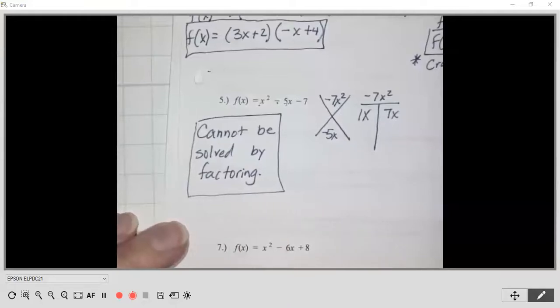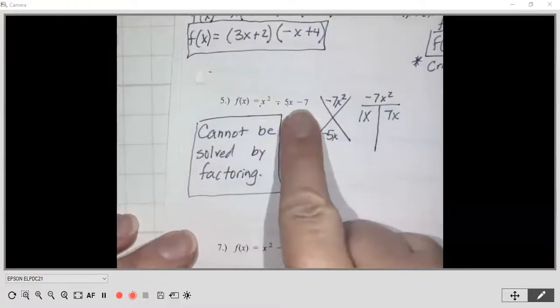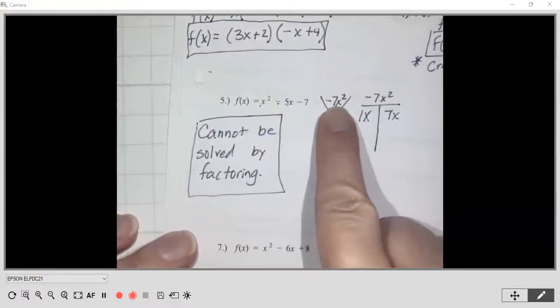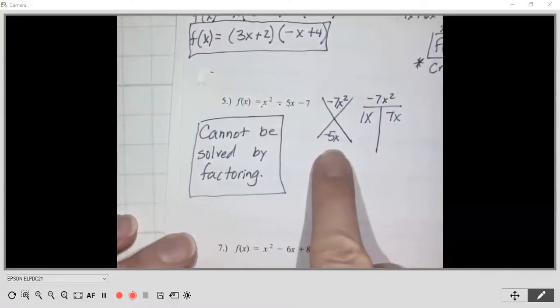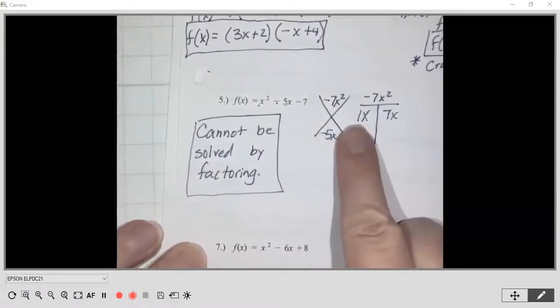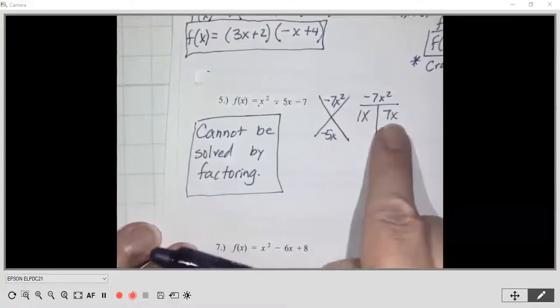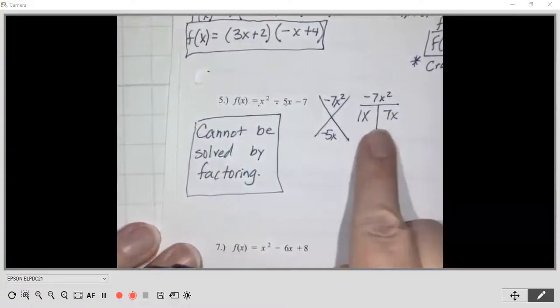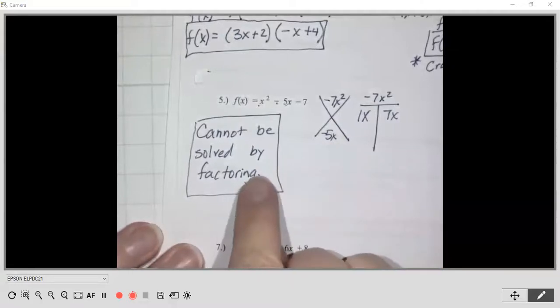Okay, so again, how did we know that could not be factored? We listed our AC, negative 7x squared, in the top of our X, our B term, negative 5x, in the bottom of our X. Our only factors of negative 7x squared would be x and 7x. Positive or negative, there's no way that these can add up to negative 5x. So this cannot be factored.